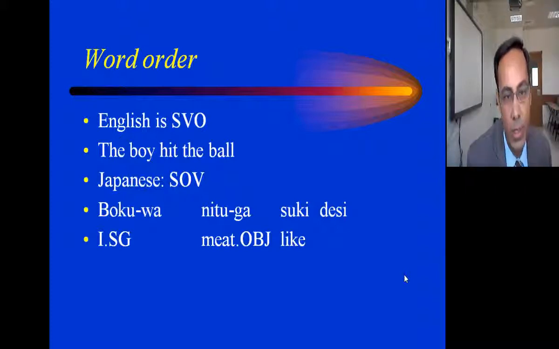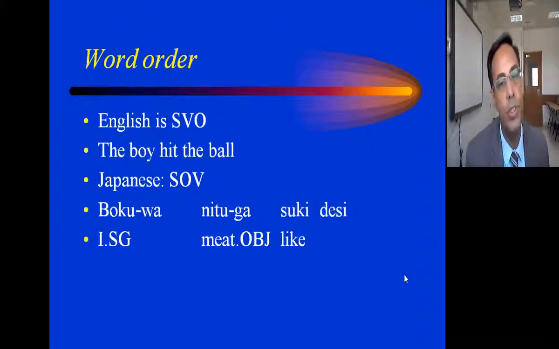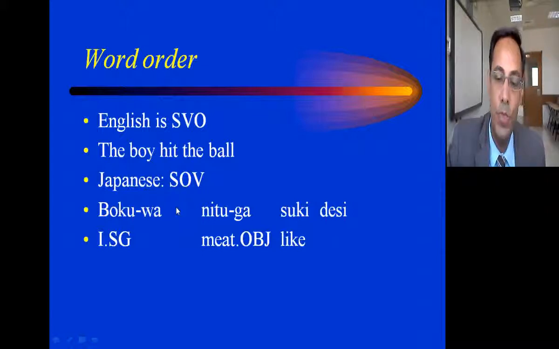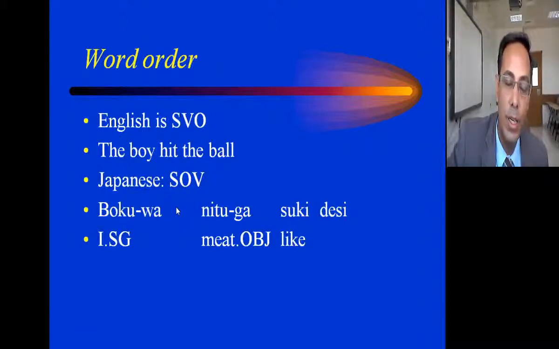You know, other languages have different word order. For example, Japanese is subject, object, verb, SOV. "I meat like." In English, we say "I like the meat." So in Japanese, it is subject, object, verb, SOV. But in English, it is SVO.